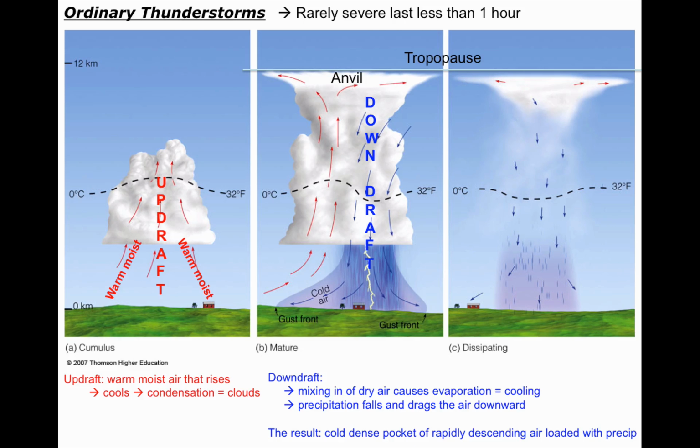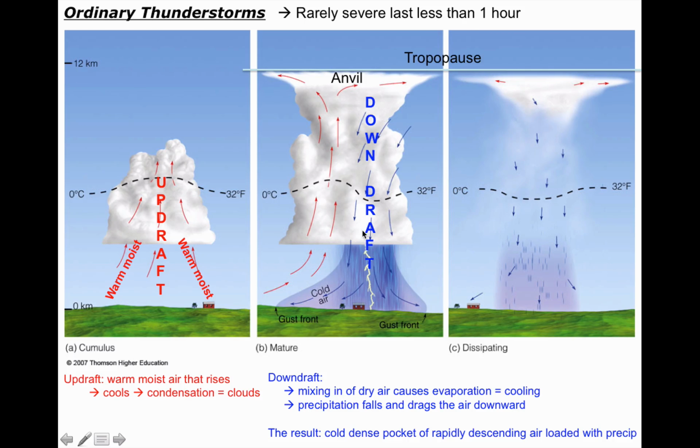Downdrafts occur as we mix in a little bit of dry air, cool things down, and the precipitation begins to fall. As it falls, it drags some of that air down with it. The result is, beneath the cloud, you get what's called a very cold, dense pocket of rapidly descending air full of precip. We call that the downdraft. So it's pretty simple. The updraft goes up, the downdraft comes back down.